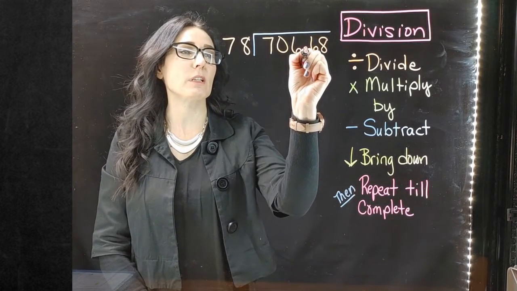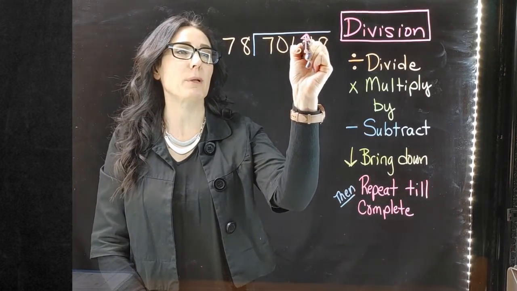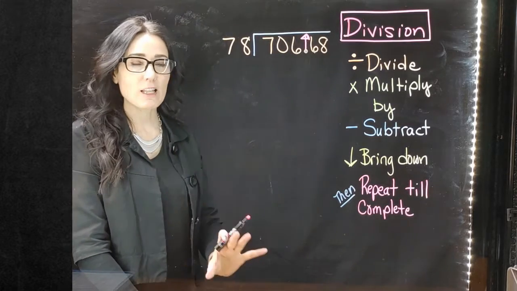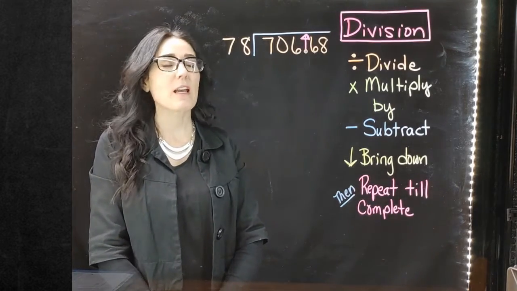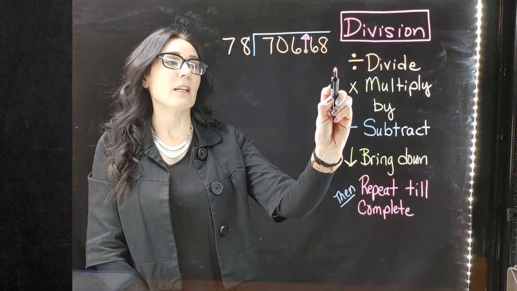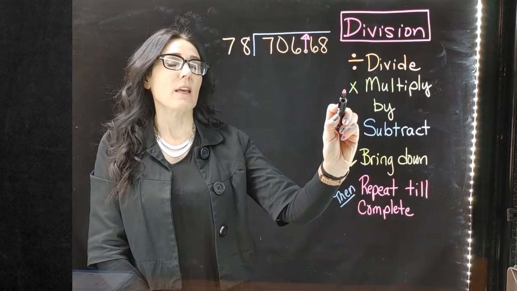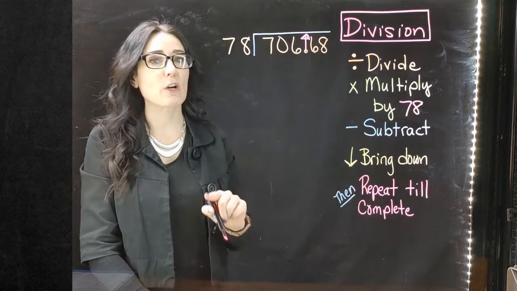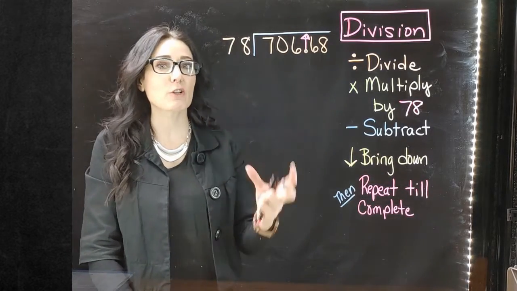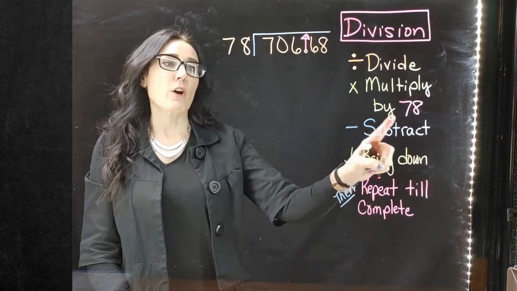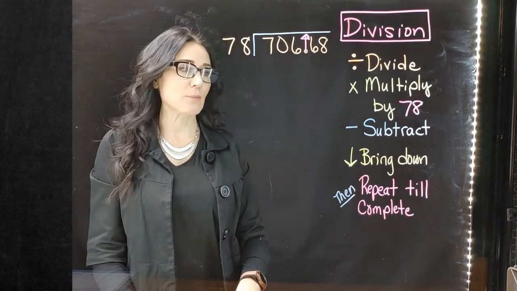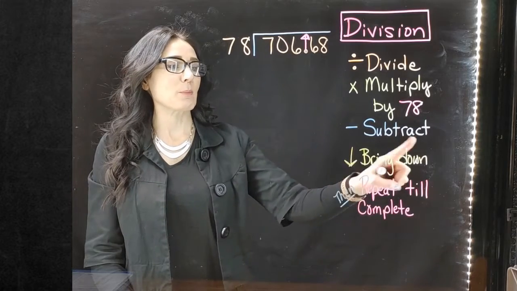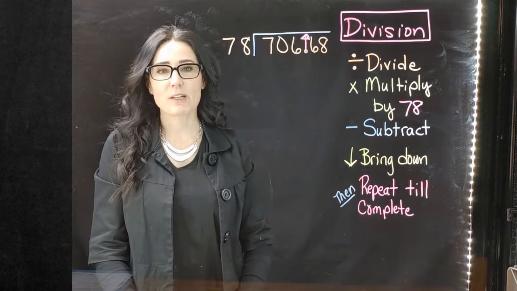So the decimal is just going to go straight up, okay? It's going to remain exactly where it's at once you get done, okay? So let's go ahead and get started. We are going to be dividing first. Then we will be multiplying by 78. Now that's really important because we are going to use estimation to help us get close to the right number, but we are always going to multiply by the 78, not the estimated number. We're going to subtract, bring down, and repeat till we complete.